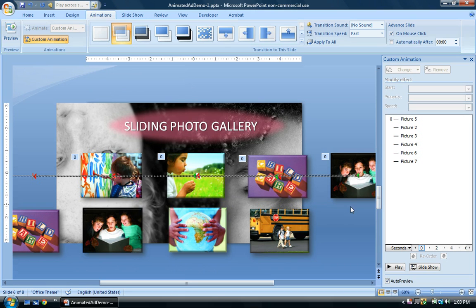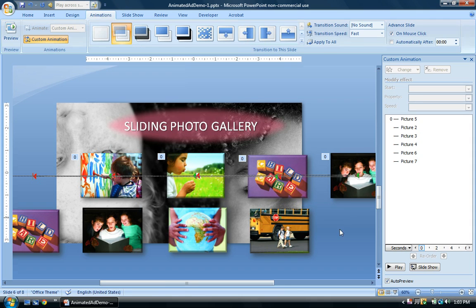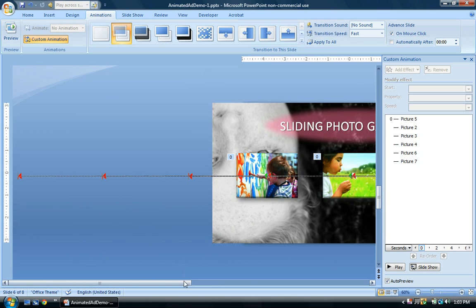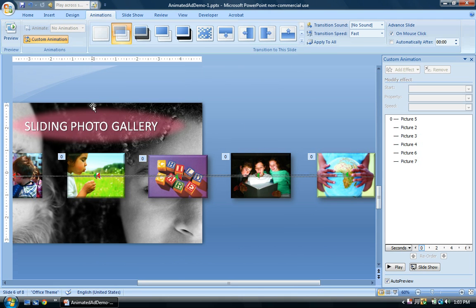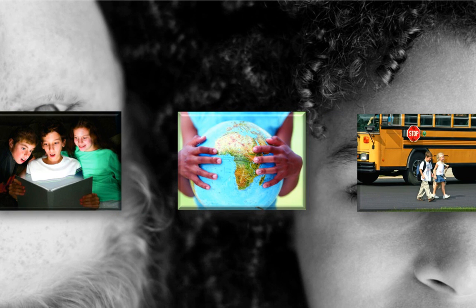So we'll hit play. And it does exactly what it's supposed to. So now I can go down here and I can delete all of these photos on the bottom row. And I'm going to get rid of this title up here. And play. And that's how you make a sliding photo gallery in Microsoft PowerPoint 2007.